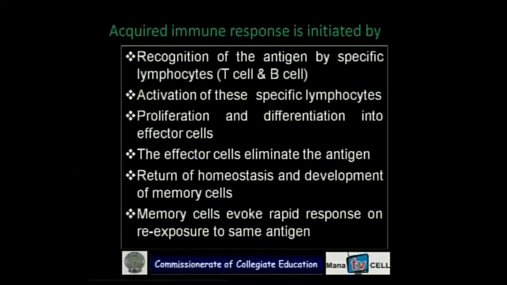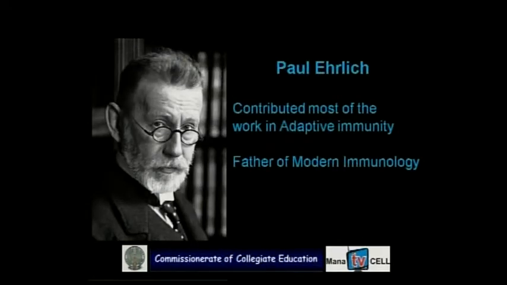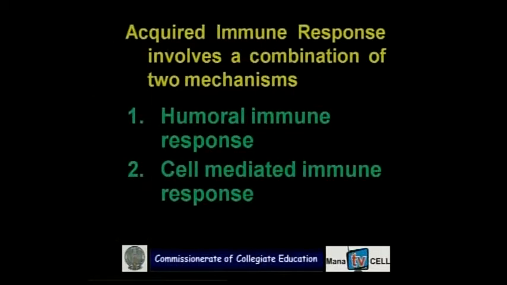These memory cells are involved in the second exposure to the same antigen, the second immune response, where they can rapidly divide into plasma cells and produce antibodies. So these are some of the characteristics related to acquired immunity. Paul Ehrlich contributed most of this work on adaptive immunity, and he shared the Nobel Prize with Mechnikov in 1908. He is also called the father of modern immunology.